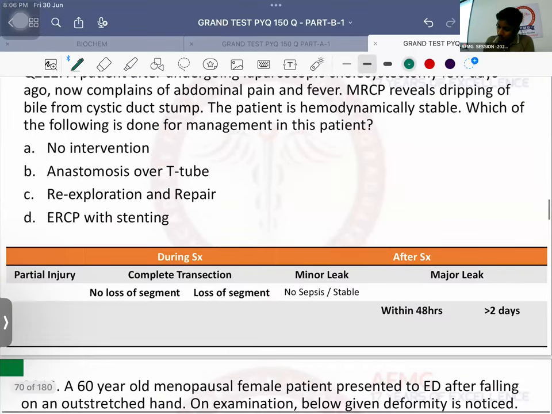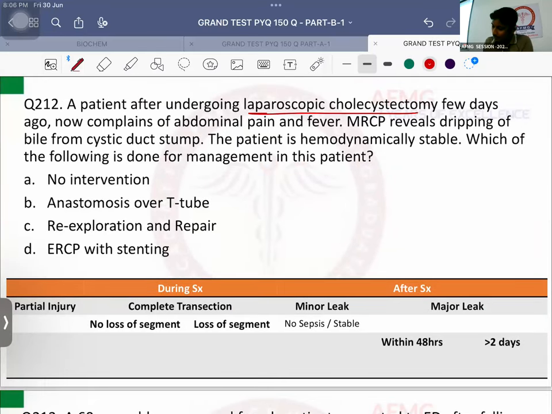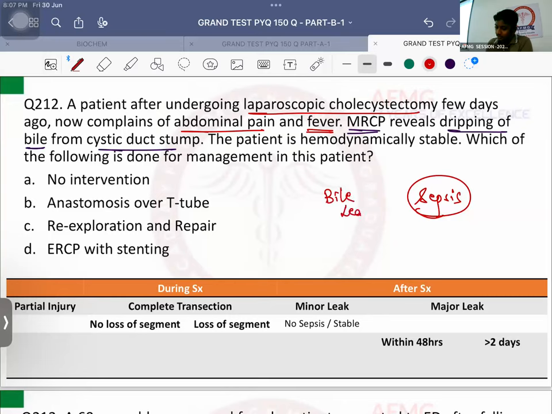Question number 212. A patient, after undergoing laparoscopic cholecystectomy a few days ago, now complains of abdominal pain and there is also fever. That means the patient is actually in sepsis. MRCP reveals there is dripping of bile from the cystic duct stump. Matlab jo cystic duct ka bacha kuch hissa tha, wahan se bile kya ho rahi hai? Leak ho rahi hai. So there is definitely a bile leak after surgery. The patient is hemodynamically stable. Which of the following is done for management in this patient?